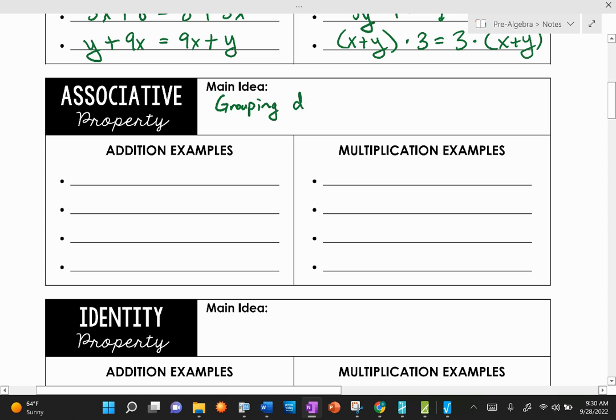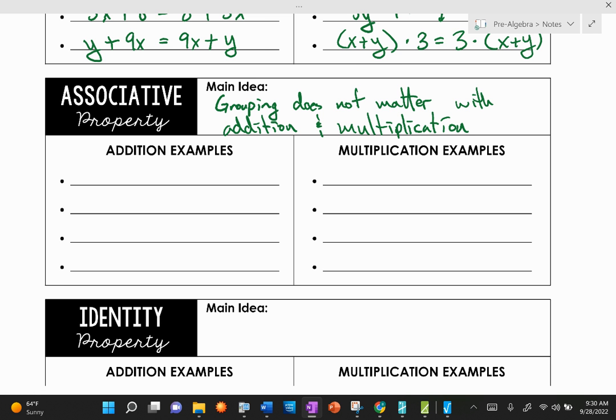Grouping does not matter with addition and multiplication. All right, so tell me this before we write some examples. Why, on commutative and associative, is it only including addition and multiplication? Why do we not include subtraction or division? Yeah, that's exactly right.